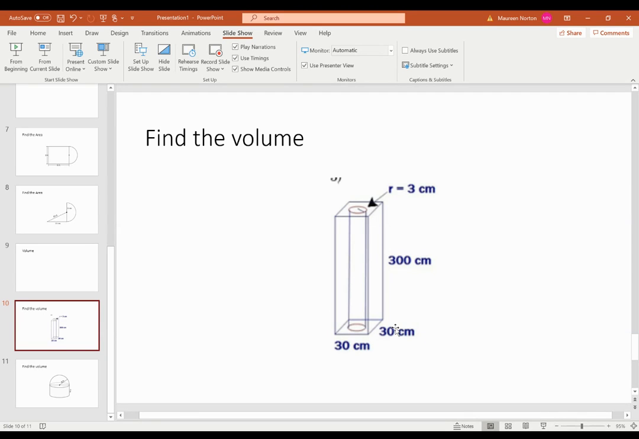Hello and welcome to the video on finding the volume of composite figures. In this video, we're going to show you two examples on how to find the volume for the relearning and the reassessment. In this picture here, we have a hollowed out center in the middle right here.